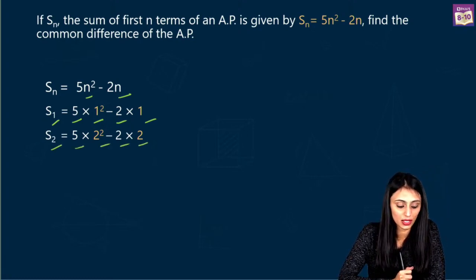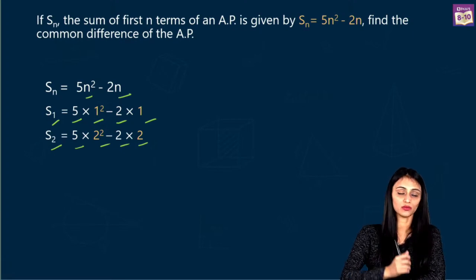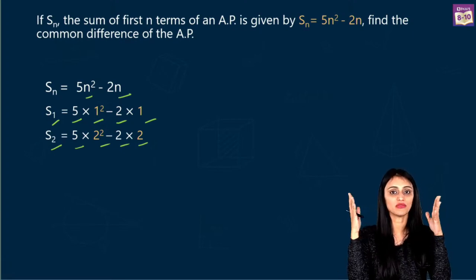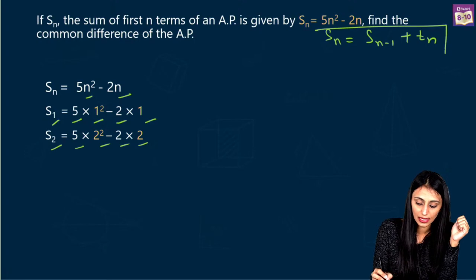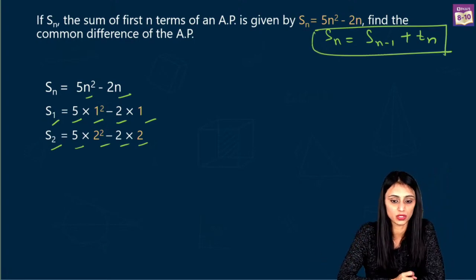Yes, Sanskriti, I am repeating one more time. To find out the nth term, when you have the sum of n terms and the sum of n minus 1 terms, you can use this formula. Sum of n terms can be written as the sum of n minus 1 terms plus the nth term. This formula can be used. I hope this is clear.